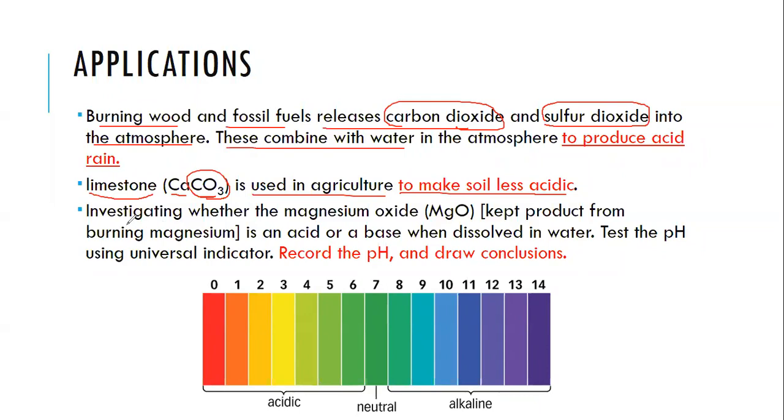If you put limestone, it will decrease the acidity. It will make the acid weaker, and then you can grow products better. And then we investigate whether magnesium oxide is the product from the burning of magnesium. If you burn magnesium metal, it goes into reaction with oxygen.